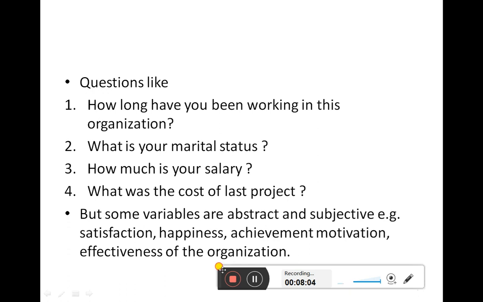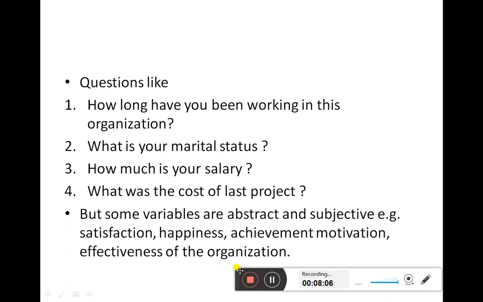Now if you notice, some of the variables, some of the questions and statements are very easy to measure. For example, if I ask someone how long have you been working in this organization, it is a question which is very easy to measure. The individual will reply 3 months, 6 months, 1 year, 3 years, 4 years. Look at here, that is very easy to measure.